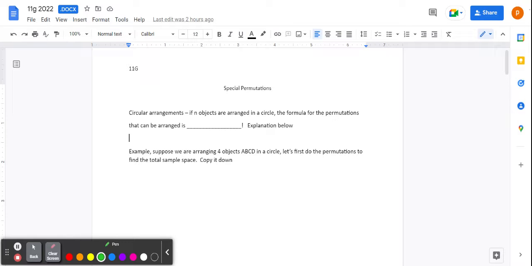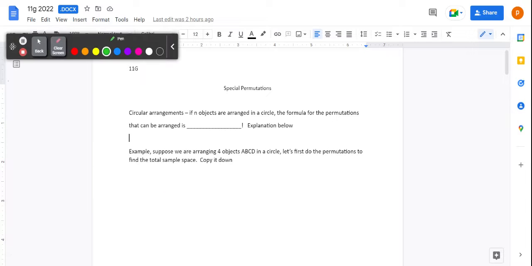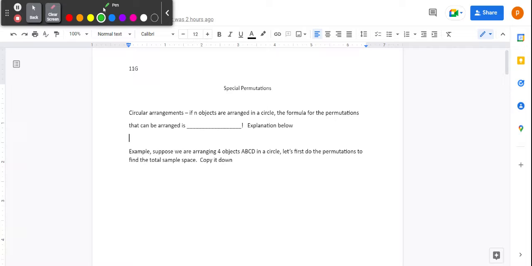Okay, good morning. Doing this video to go over the 11G notes here. These are just some special permutations that we're going to do. This is the last set of notes that we're going to do. So, circular arrangements. Circular arrangements is when we have objects arranged in a circle.